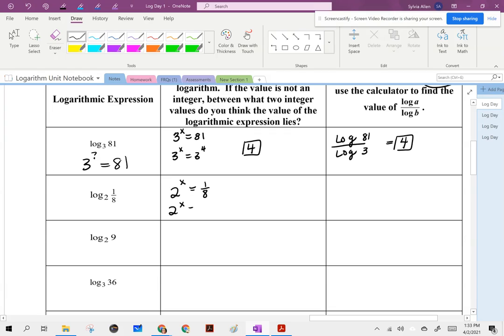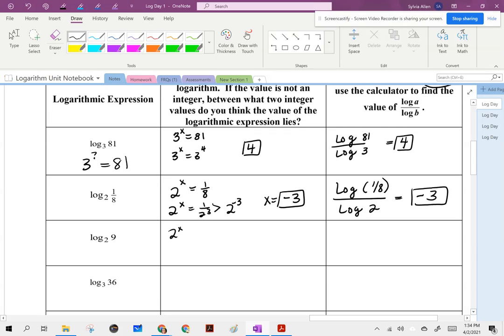So again, 2 to what power gives you 1 over 8? Well, 2 to the x is equal to 1 over 2 cubed. This 1 over 2 cubed becomes 2 to the -3. So that means x is equal to -3. In your calculator, go log of 1/8 over log 2, and you should get -3.